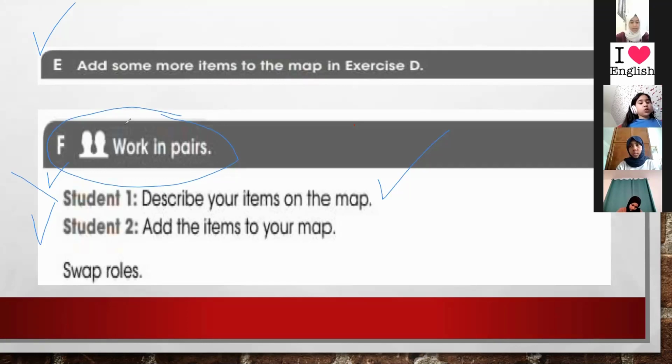Should I describe the new things or all the things? No, you have to describe everything. But Fatima will know automatically which things are new, so she will add them to her map. Then we will repeat again. Fatima will describe her items on the map, and Serene, you will add them.